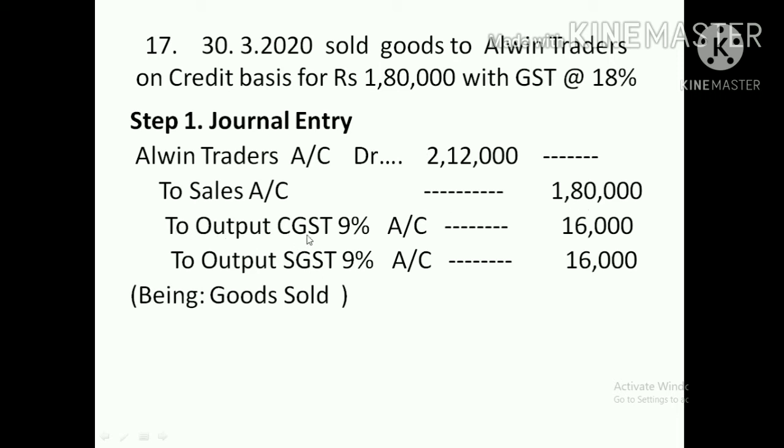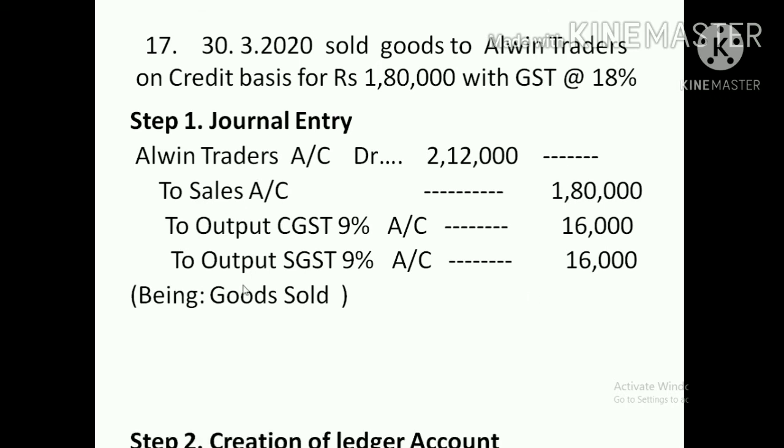Then next to output CGST. I already told that this transaction is within the state, so this GST should be divided into CGST and SGST. On the sale of goods we are charging this tax, so we should mention output GST here. CGST at 9%, that is 16,200 on 1,80,000. Then output SGST 9% on 1,80,000, you will get 16,200. By adding this, you will get 2,12,000. One more thing that I forgot to mention here, the sales at 18% should be created as an account. I think you have clarity about this.